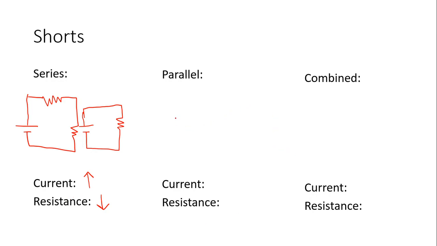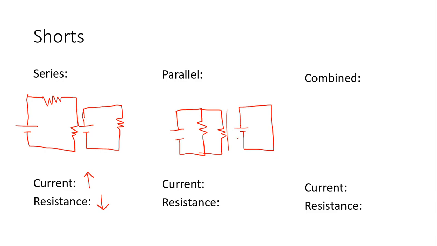If you are in parallel, and this is a pretty nasty situation if this happens and you don't have circuit protection, because when I take this and make it into a wire, no current is going to go down the path with the resistance still in it when it can go down a straight wire. So resistance is essentially 0, so your current goes way, way, way up, and you're going to blow your fuse or melt something.